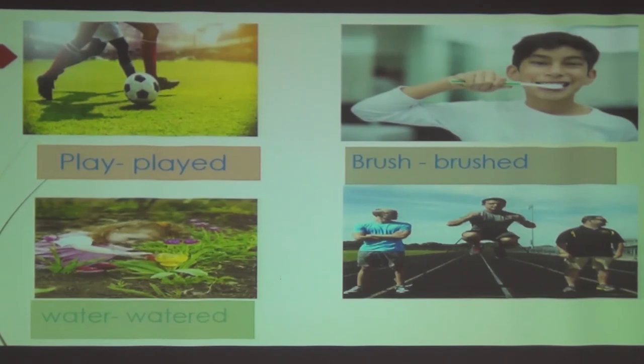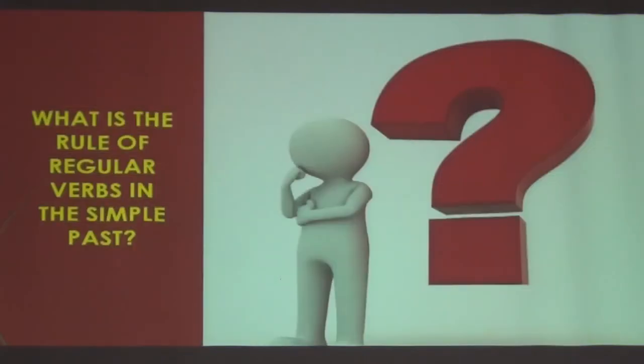Yes, you are right. We have jump, jumped. So we have play, played, brush, brushed, water, watered, jump, jumped. I have a question for you. Think about this question. What is the rule of regular verbs in the simple past? In other words, how do we form the simple past of regular verbs?